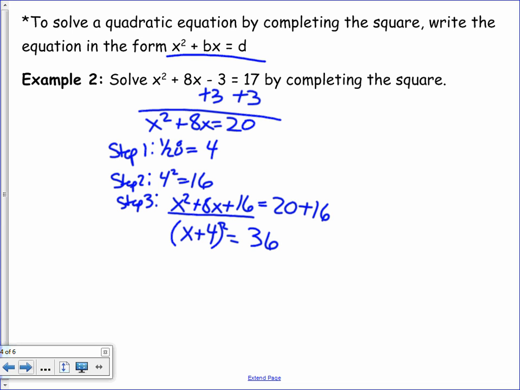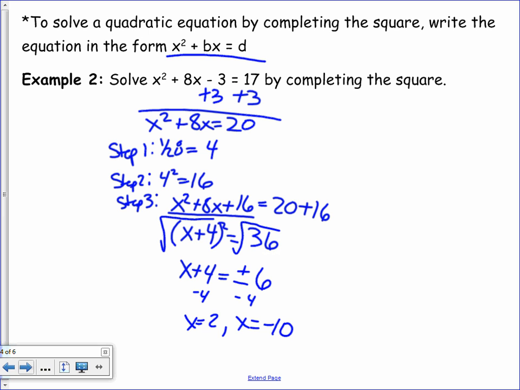Now to solve, I can use what we were doing in today's lesson, or in the previous 9-2 lesson, and take the square root of each side. Then I'll have x plus 4 equals plus or minus 6. Okay. So to solve that, if x is positive 6 and I subtract 4, x will be 2. If x was negative 6 and I subtract 4, x will be negative 10. Okay, so my 2 solutions are 2 and negative 10.